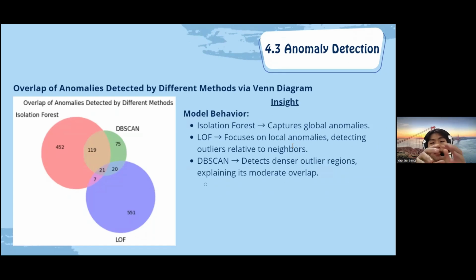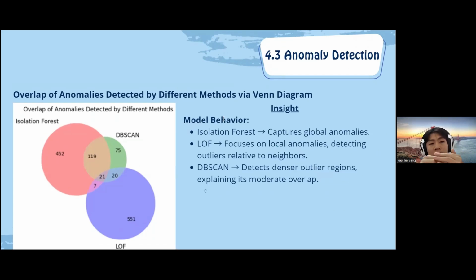So this suggests that Isolation Forest captures global anomalies, flagging more points. LOF detects local anomalies, working well for datasets with neighbor structure. DBSCAN identifies anomalies in denser outlier regions, leading to moderate overlap.